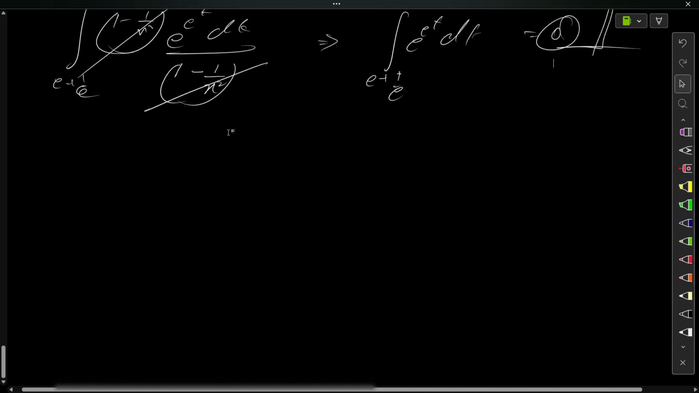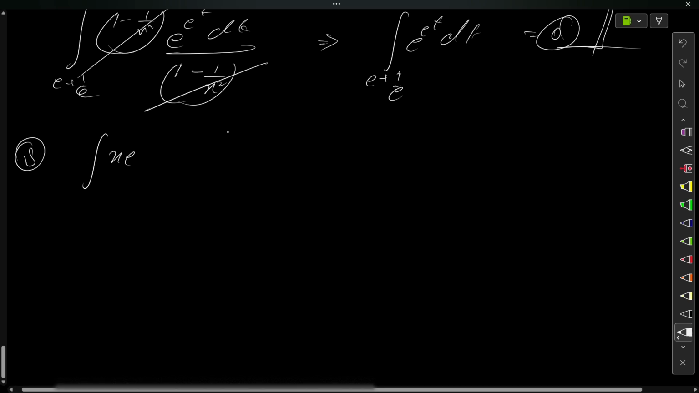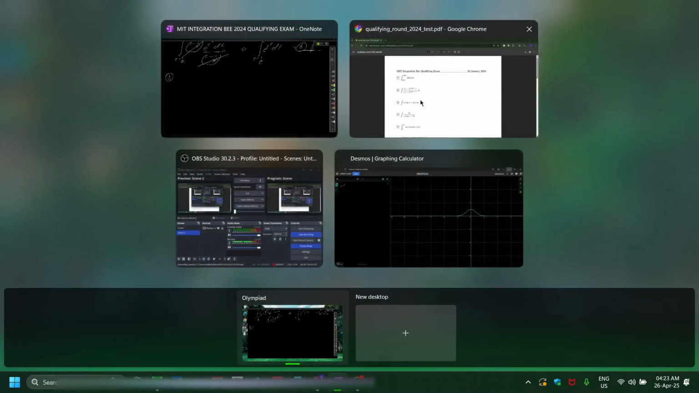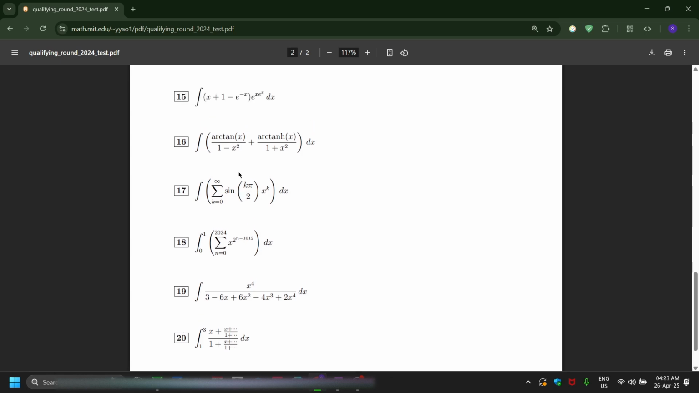Next question. Question number 15 is, yeah, this is a clever one. E to the power x, e to the power of... I just need to see the question because the question is not clear. Yeah, where's that? Yeah, this one.